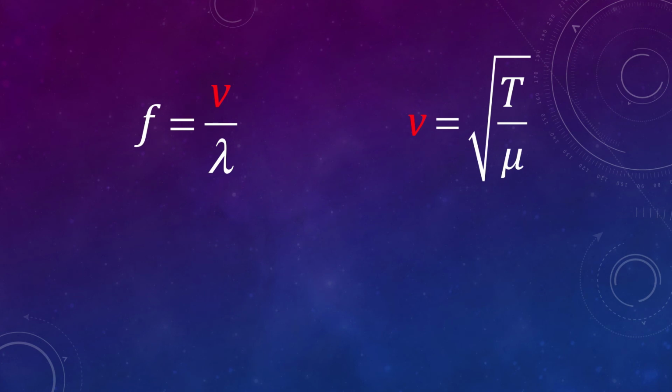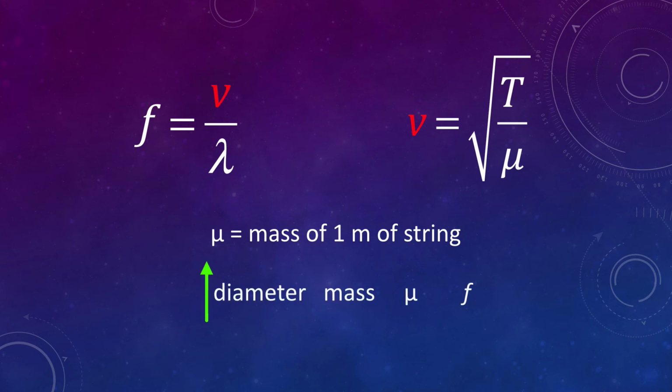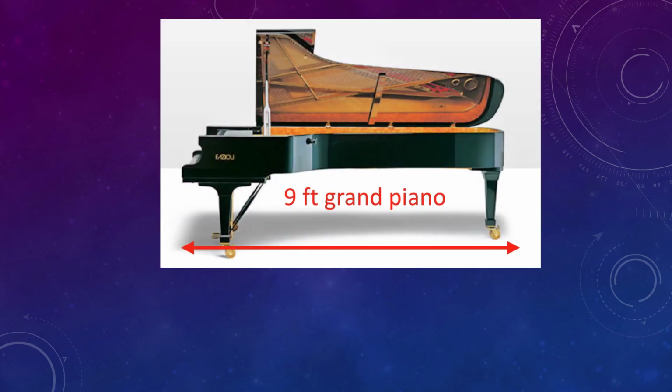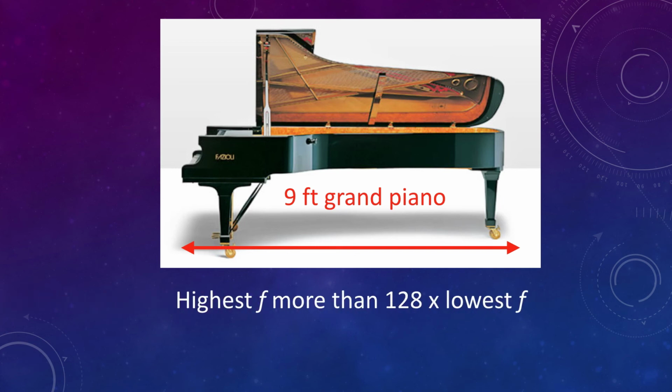A few other items of note. Since frequency equals velocity over wavelength, anything that affects velocity will directly affect frequency. Mu is essentially the mass of 1 meter of string. If you increase a string's diameter, you increase its mass, and therefore its mass density. So, going to a thicker string would lower the frequency of a string. This is what allows a piano to fit into a room. A piano has 88 notes, and the relationship from the lowest to the highest note is over 128 times the frequency of the lowest note.